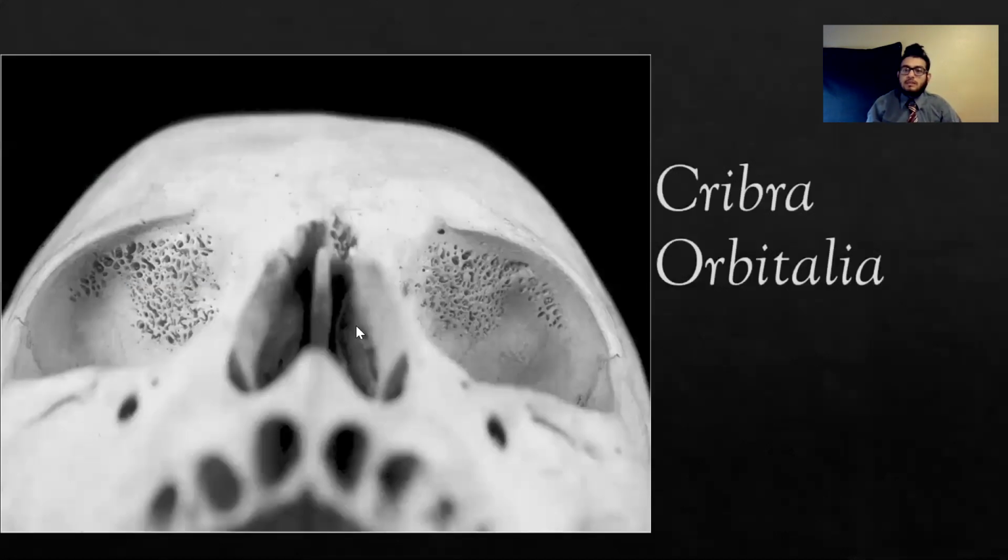Next is Cribra Orbitalia. Cribra Orbitalia, on the other hand, is found only on the upper eye orbits, as seen here in this individual. And Cribra Orbitalia is a condition which is found actively only in young individuals, meaning that when we find it in adults, we find it typically showing signs of healing already.